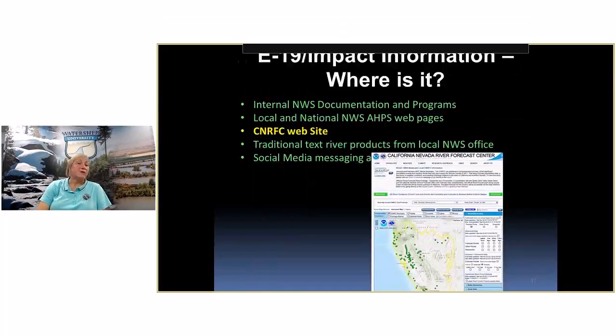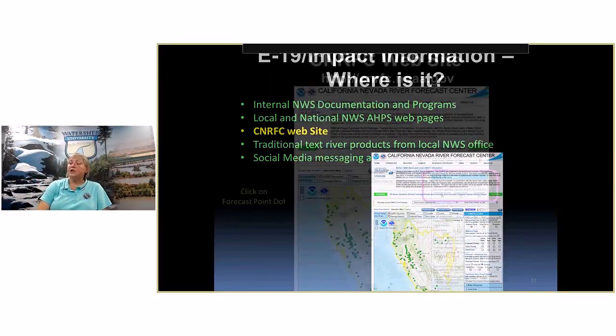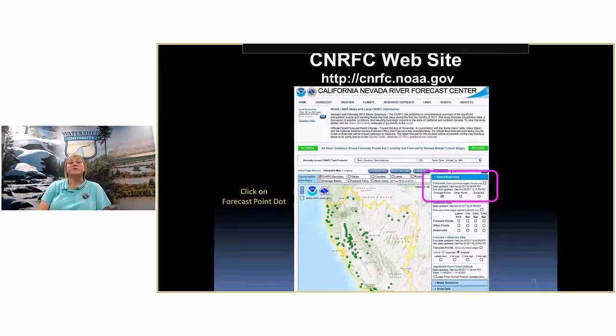As we continue down our list of where it is, I'm going to show you the California Nevada River Forecast Center webpage. There are 13 river forecast centers across the nation, and their web pages are all slightly different, but you should be able to find impact information on them all. Here's the California Nevada River Forecast Center page. If you look on the right-hand side in the pink box, I have turned on the river forecast points. Those are the ones with the impact data.